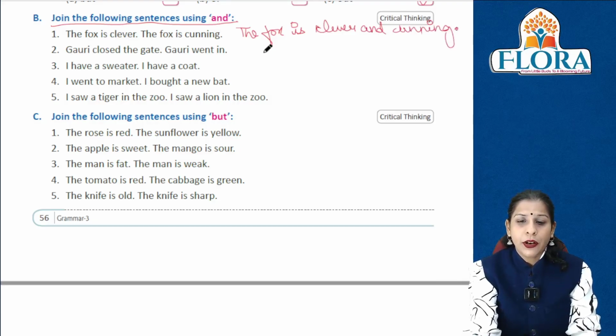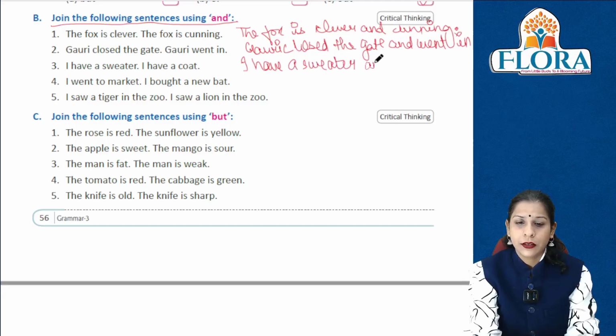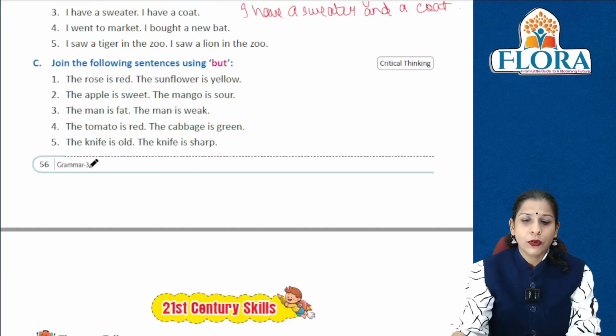Gauri closed the gate, Gauri went in. Gauri closed the gate and went in. I have a sweater, I have a coat. I have a sweater and a coat. So like this, you have to complete the rest of the parts.